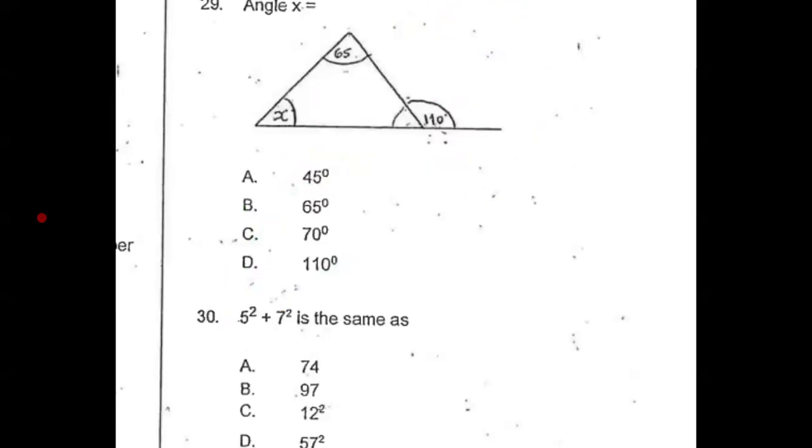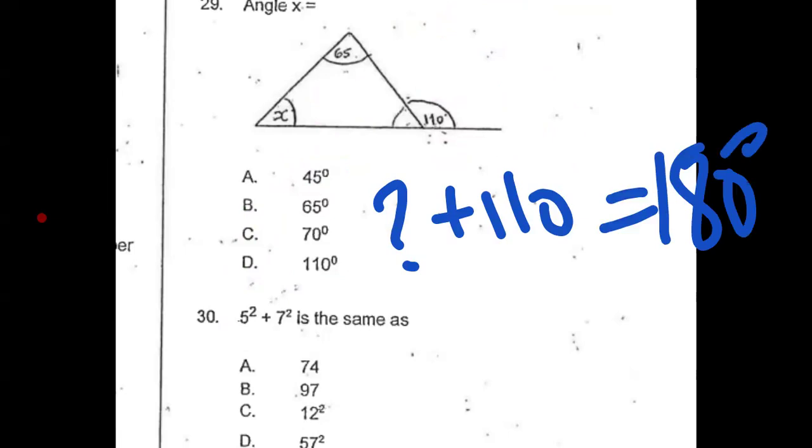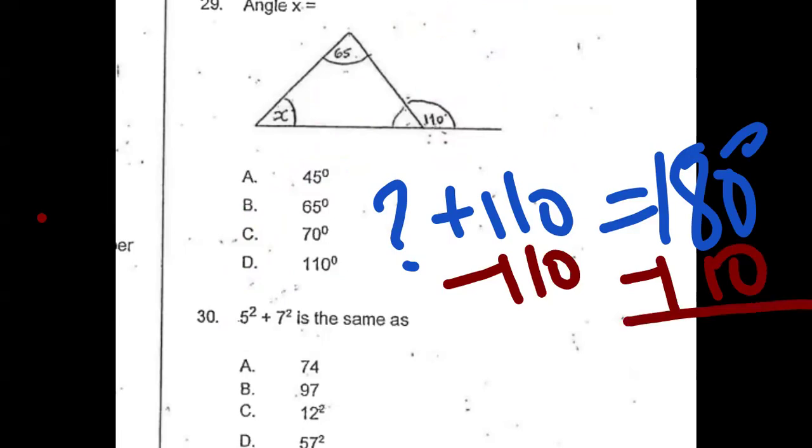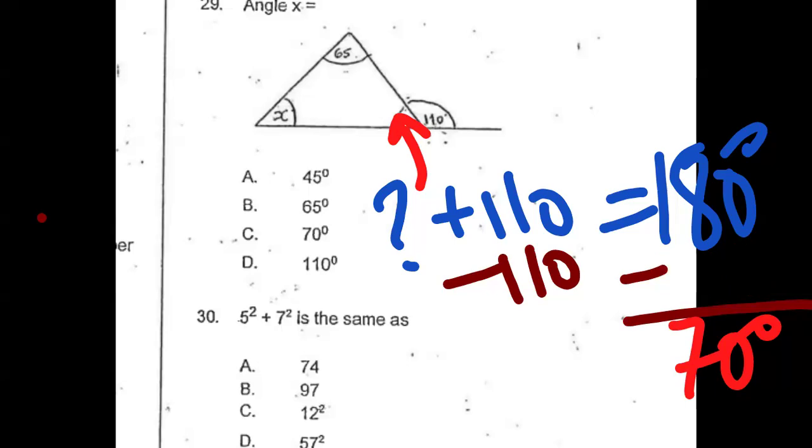So here we are. This makes sense. Now, if you add x to 110, or question mark plus 110, and it's equal to 180, we do the maths. If you minus 110 from this, you minus 110 from this, right? You're looking at 70 degrees right there. So therefore, this right here is 70. Question is, what is the angle of x? Well, 70 plus 65 is 135. So x is equal to 180 minus 135.